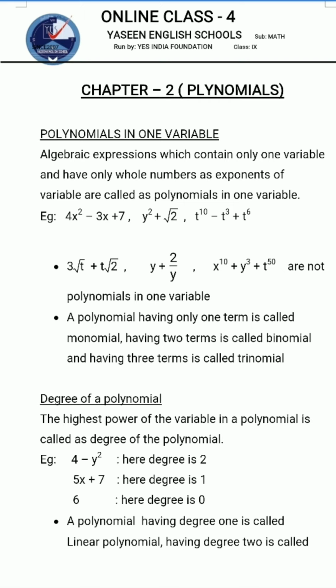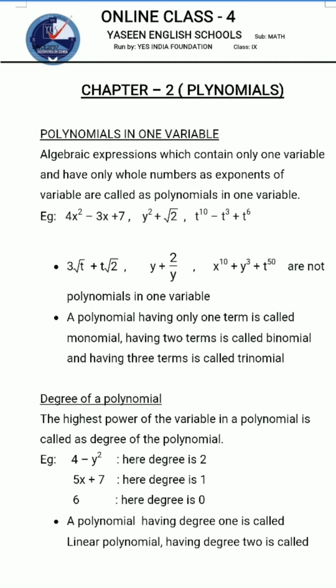With example 4 minus y square, you can see only one power is there. So what is the power? 2. So the degree is 2. Next, 5x plus 7. Here 5x, x raised to 1 is there, so the degree is 1. Here also only one power is there. And the third one is 6. In 5x plus 7, above x nothing is written, but it is not 0, because x means x raised to 1. Don't think x raised to 0. If x is there, it is x raised to 1, so the degree is 1. But here in 6 there is no variable. That time the degree is 0. If there is no variable, the degree is 0. If only x is there, the degree is 1.